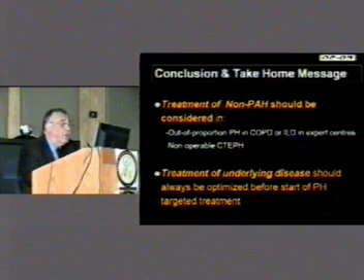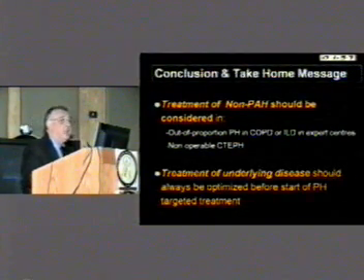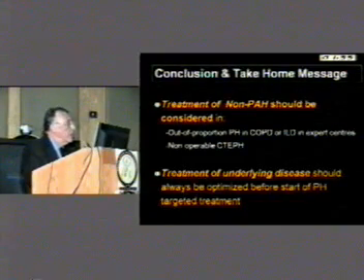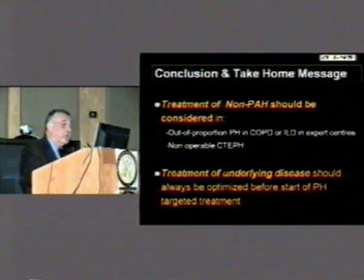The treatment of the underlying disease should always be optimized. We have to stratify our treatment and give our regular treatment: anticoagulation, bronchodilators, infection treatment, the standard treatment, long-term oxygen therapy, etc. That should always be optimized before the start of PH-targeted treatment.